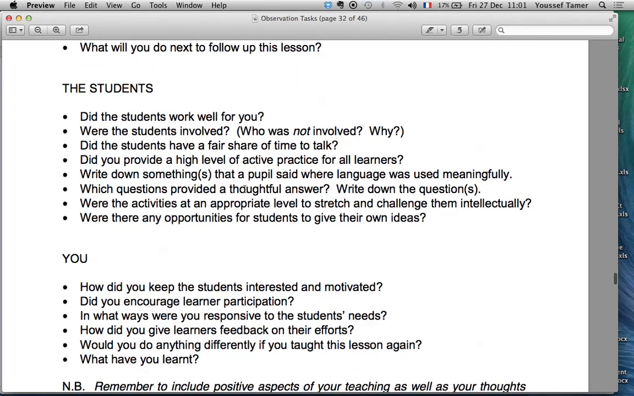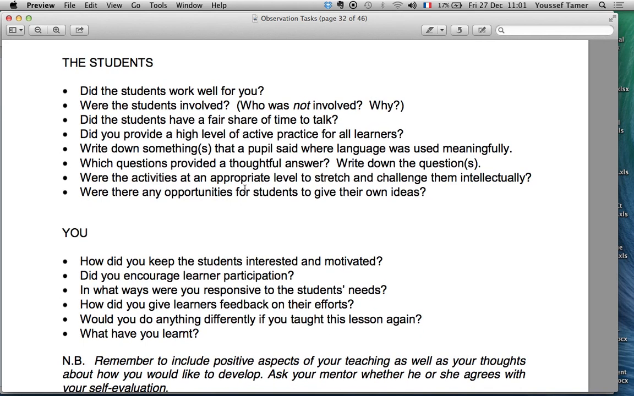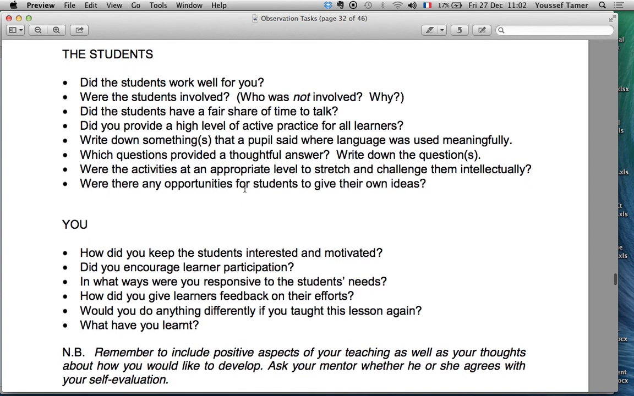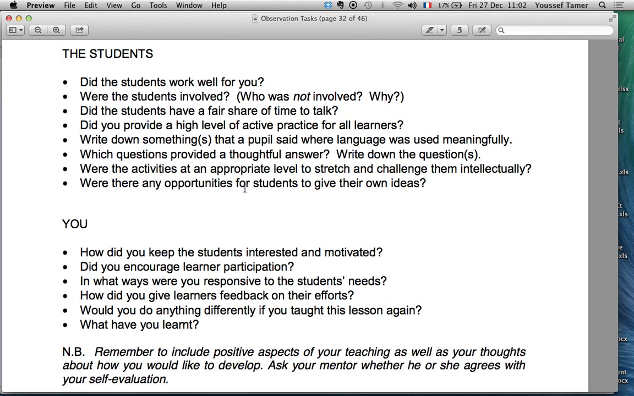Okay? The students. Did the students work well for you? Were the students involved or not involved, and why? Estimations. Did the students have a fair share of time to talk? Share between the students. You have to be equal, fair with all of them. Sometimes you have to be pushy about those who are too quiet. Okay. Yes. Did you provide a high level of active practice for all learners?